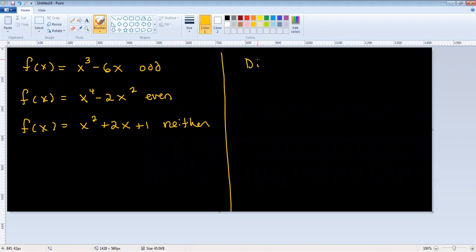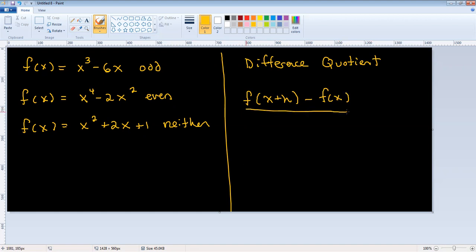We also have something called a difference quotient. The difference quotient is going to be something like this. The difference quotient is very interesting and very neat, because really it's like an advanced version of slope. So here's slope right here, and the difference quotient is kind of like an advanced version of that.